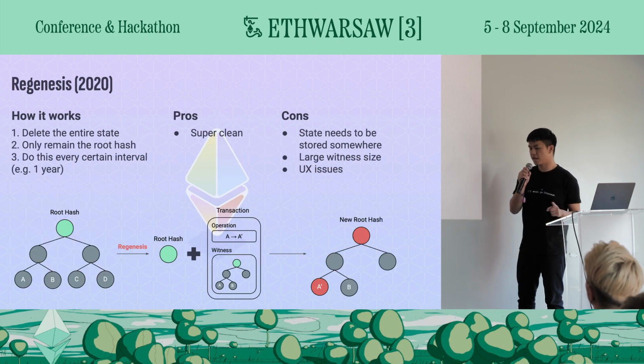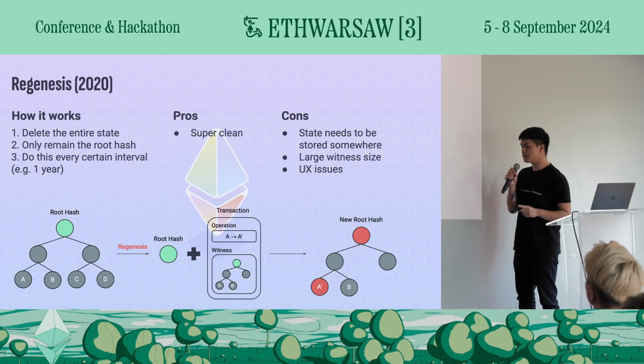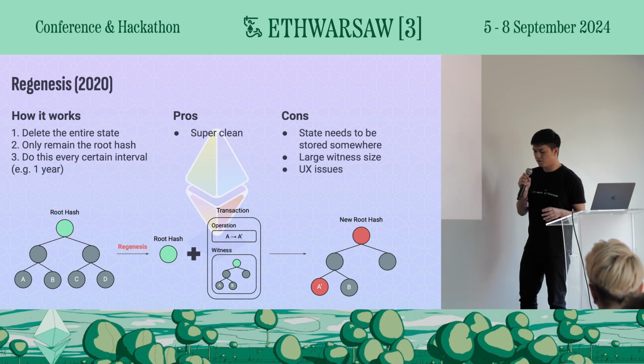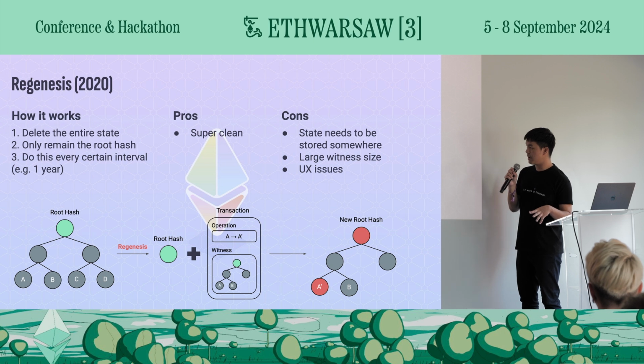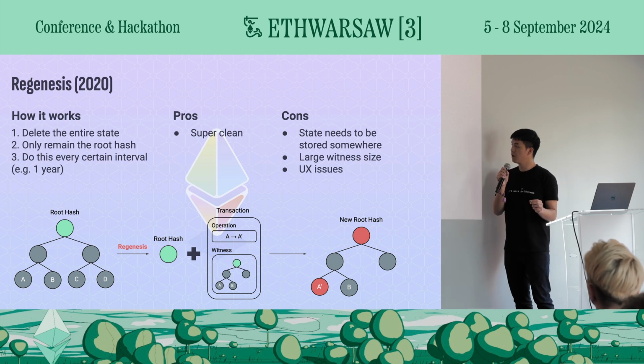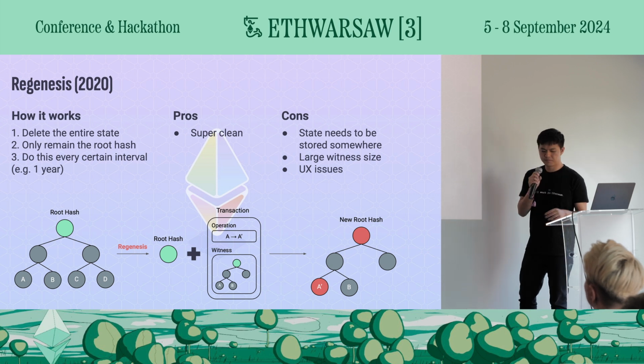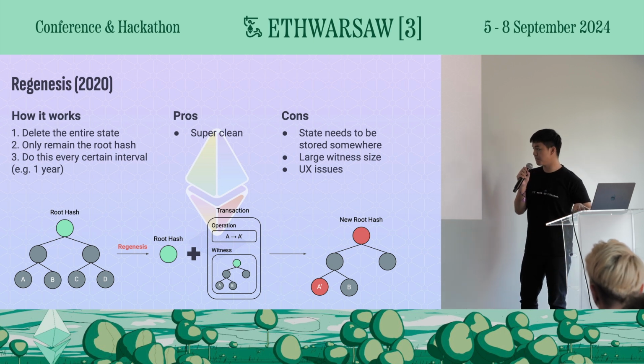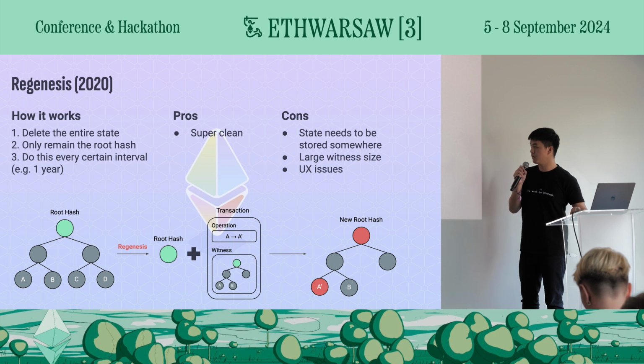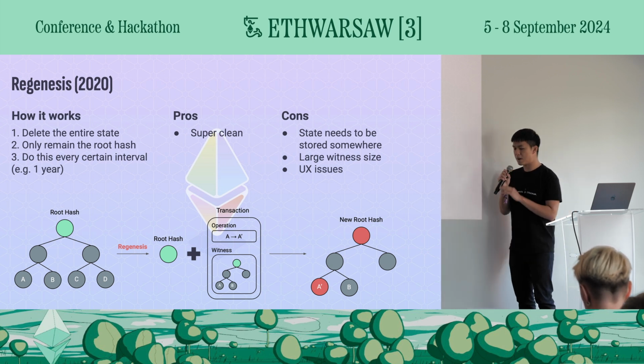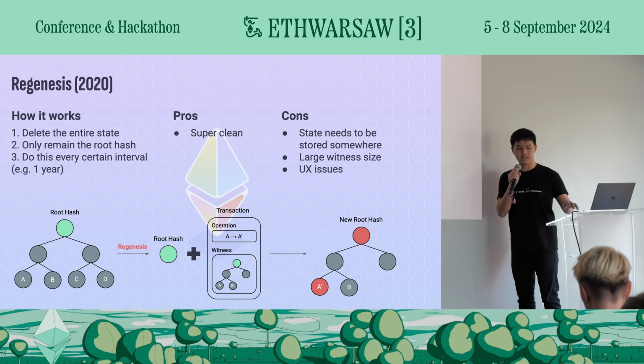Next, we're going to look at another solution called Regenesis. This was raised about 4 years ago. How it works is that we delete the entire state and only retain the root hash of the state, which is the MPT, and we do this at every certain interval. I'm going to illustrate this with an example. You have the state with the root and the root hash. After regenesis, you wipe out the entire state and only retain the root hash.